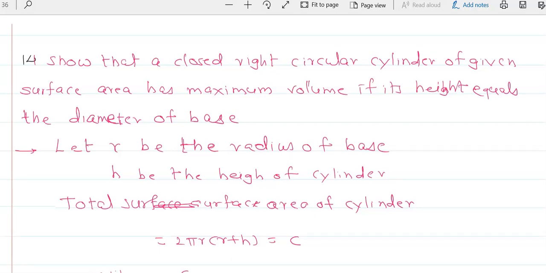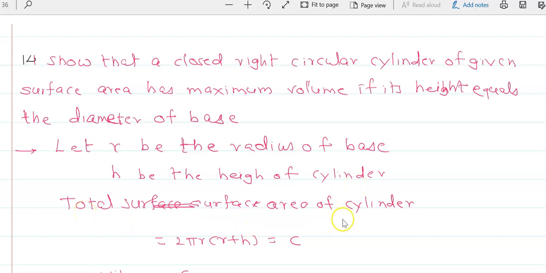Now question number 14. Show that a closed right circular cylinder of a given surface area has a maximum volume if its height equals the diameter of the base. Again I am repeating the question: show that a closed right circular cylinder of a given surface area has a maximum volume if its height is equal to the diameter of the base. Very interesting problem. Let r be the radius of the base and h the height of the cylinder.